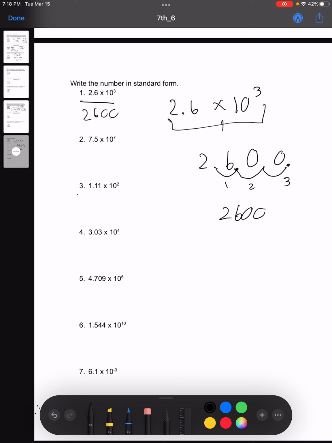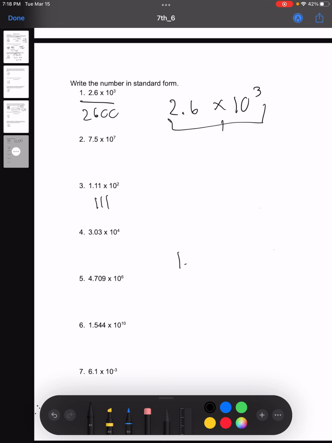Say we looked at number 3. We have 1.11 times 10 to the 2. All we do is move our decimal point to the right 2 times. So what we'll do is 1, 2. We get 111 decimal point, or in other words, we just have 111. Hopefully you're starting to get the picture now. We can try a harder one like number 6.